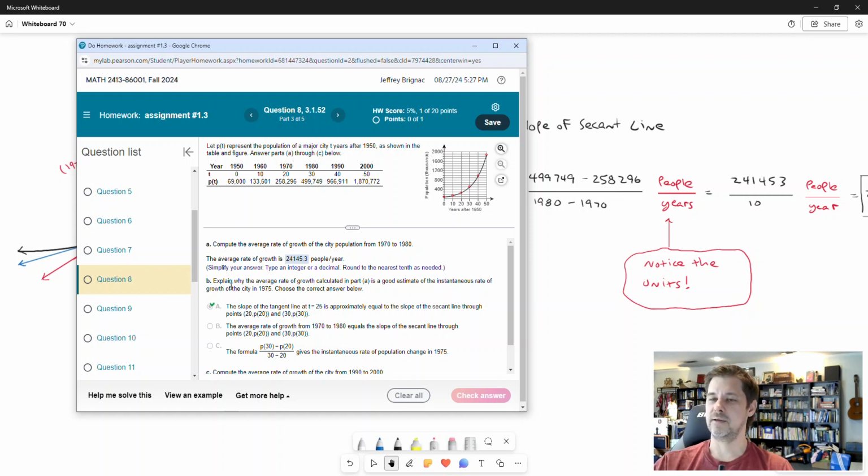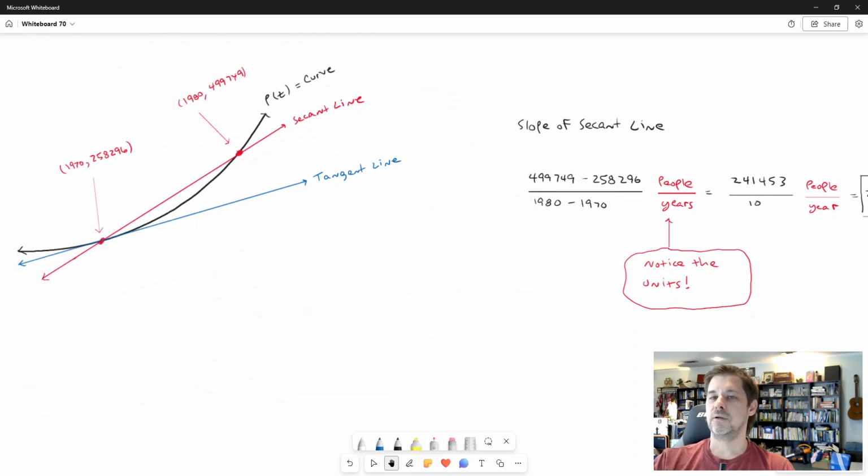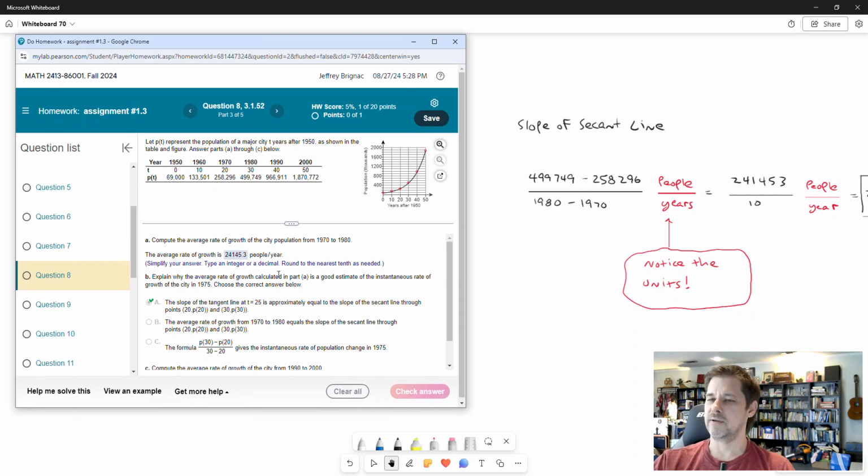Now in part B, I'll think a little bit more conceptually. It says explain why the average rate of growth calculated in part A is a good estimate to the instantaneous rate of growth of the city in 1975. So let's see, 1975, that would be like somewhere in here, right in the middle of 1970 and 1980. And so the question appears to be asking, why is the slope of the secant line pretty close to the slope of the tangent line? Okay? That's the way I would understand it.